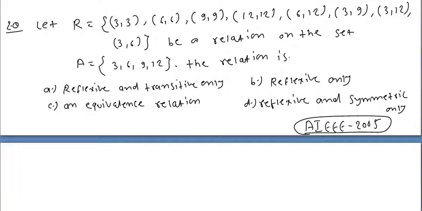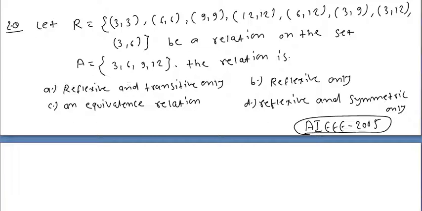Now, you know what is the condition for reflexivity? Every element related to itself, then it is called reflexive. Just check whether it satisfies the condition for reflexivity. Here is (3,3), so (3,3) is available. For 6, (6,6) is available. For 9, (9,9) is available. For 12, (12,12) is available. So it fulfills the condition for reflexivity, that is, the given relation is reflexive.